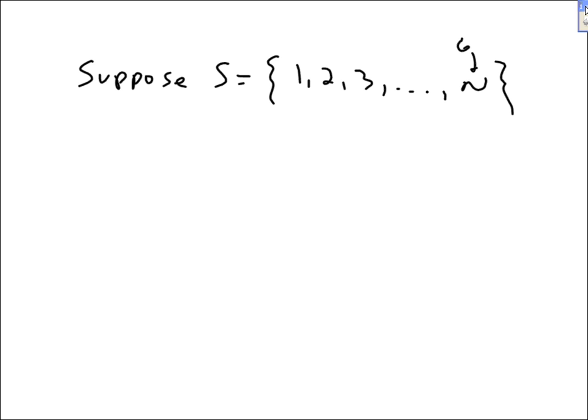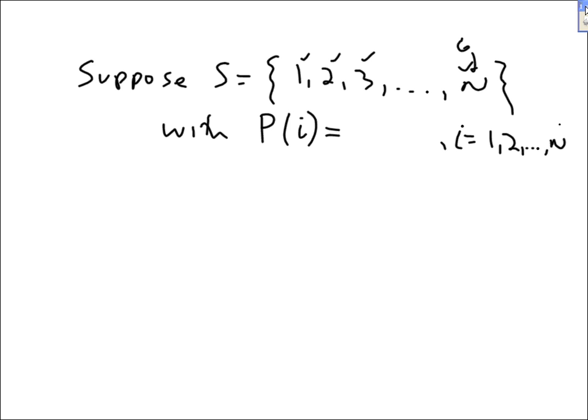So it's going to be that S has the property that the probability that i occurs, where i is one of these values in S, i is either 1 or 2, all the way up to n, the probability that i comes up is going to be 1 out of n. If i is 7, the probability that 7 comes up will be 1 out of n.